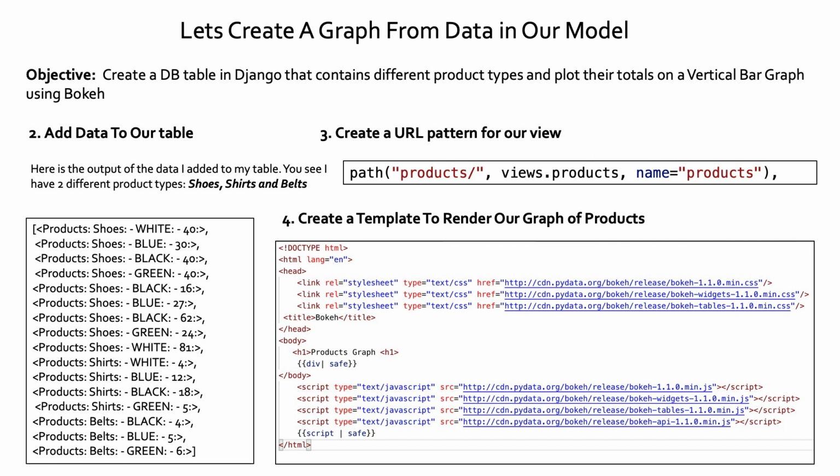I'm going to create a view called products, and the name also products. I create a template there, and it's the same type of template I used. All it has in it are the style sheets, the CSS, and the JavaScript from Bokeh CDN. And then I have my variable, div, and script.